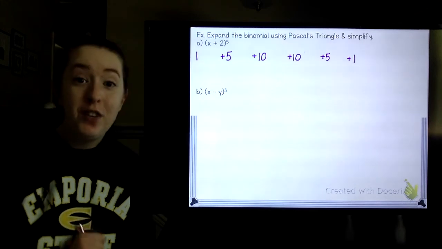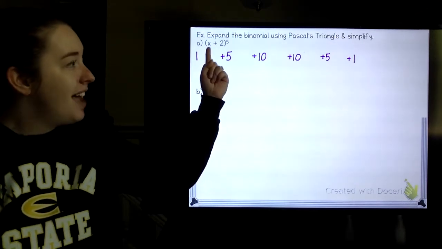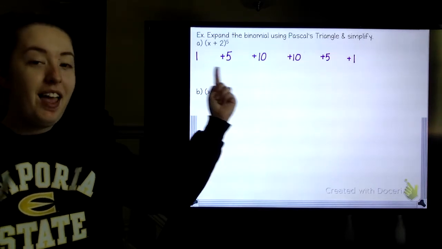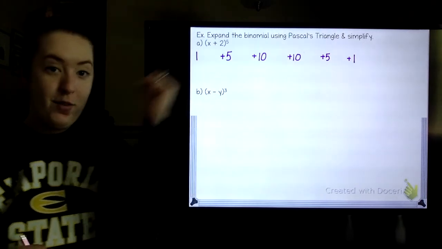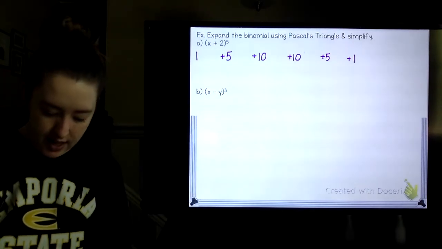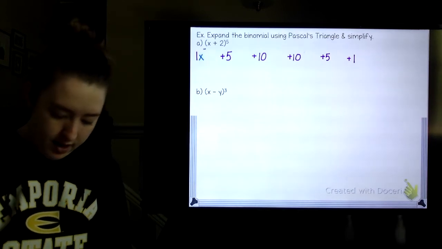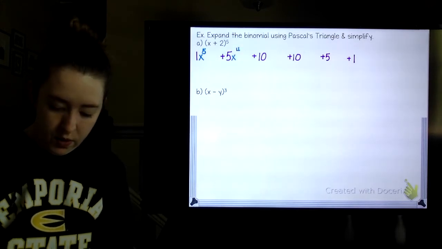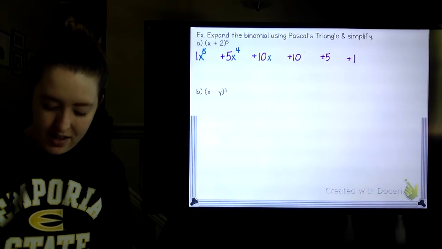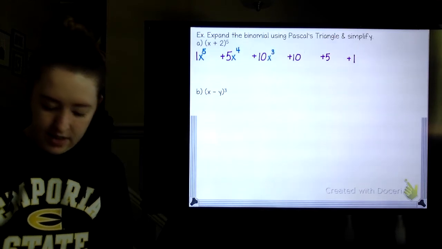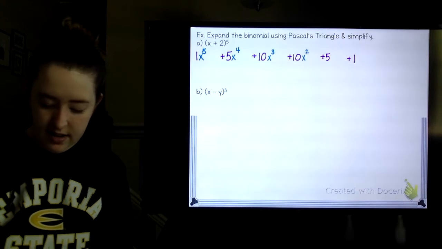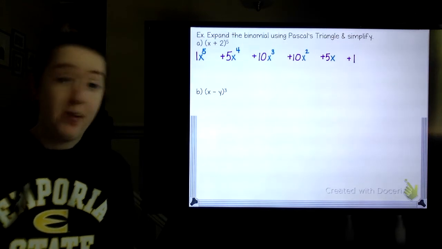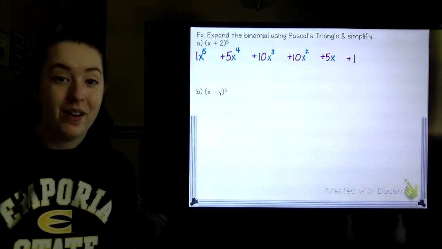So what I'm going to do first is go through and take my x, and remember it's going to start with x to the power that's on the binomial, and then I go down 1 for each power. So I'm going to start with x to the 5th, because that's what's on my binomial. My next term will have x to the 4th. My next term will have x to the 3rd. My next term will have x to the 2nd. My next term will have x to the 1st. My last term will have x to the 0 power, or no x there at all.